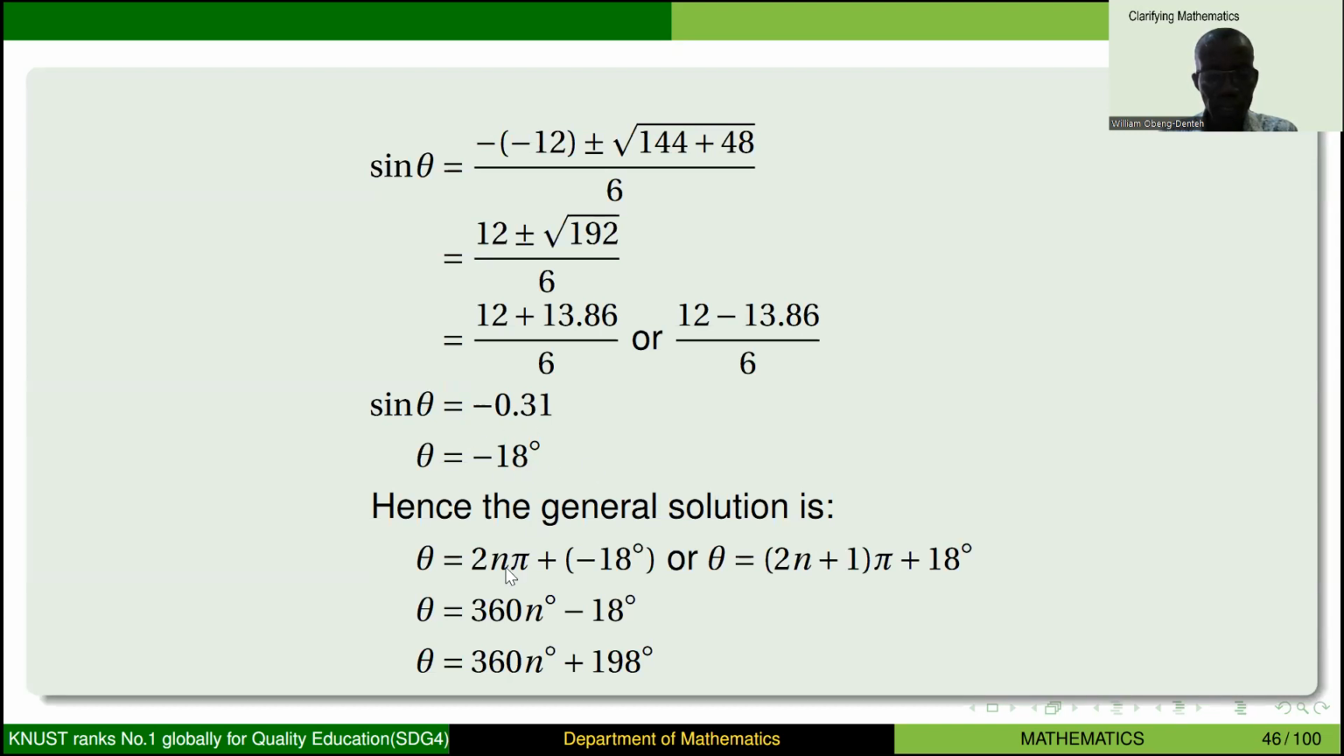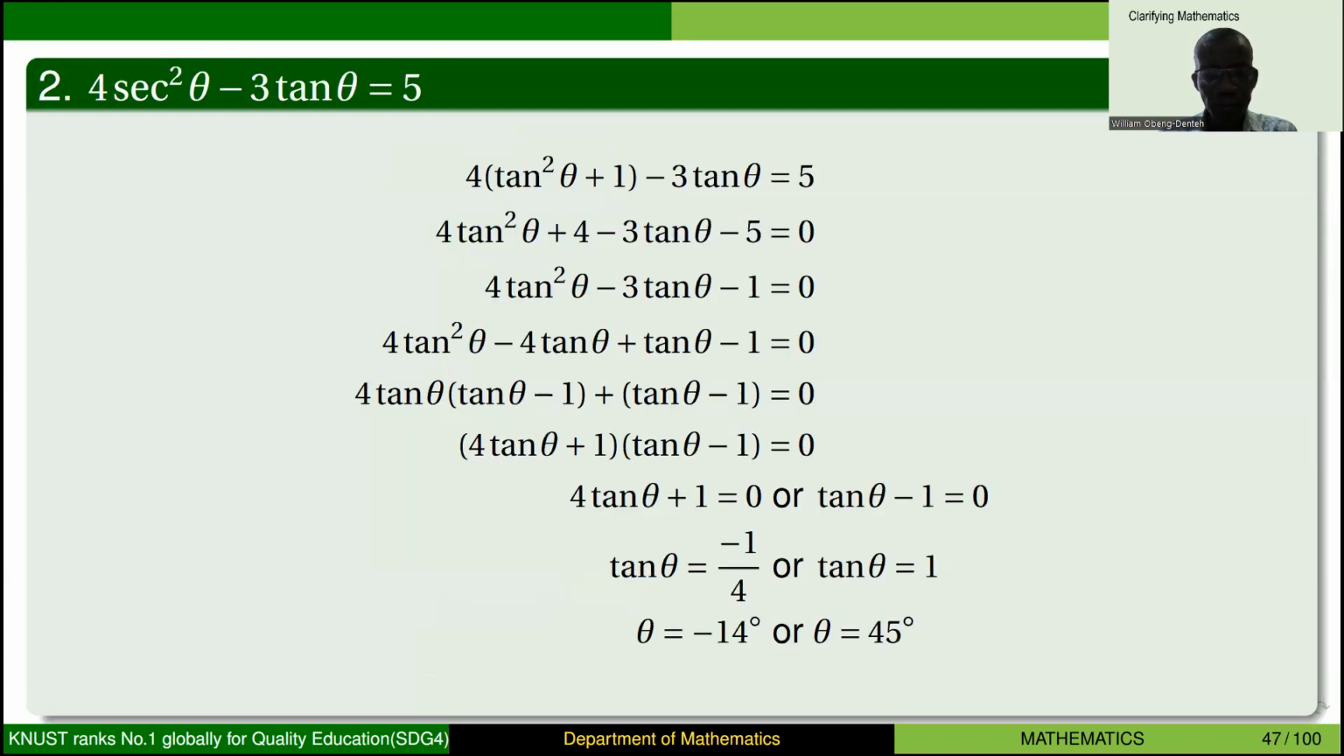So the general solution in terms of radians will be 2n pi plus negative 18 degrees, or theta will be (2n plus 1) pi plus 18 degrees. So we can simplify them and get 360n degrees minus 18 for this one. And then for that one, we can get 360n degrees plus 198. So look at it carefully. Take your time and go through, and you see that you can easily understand that.